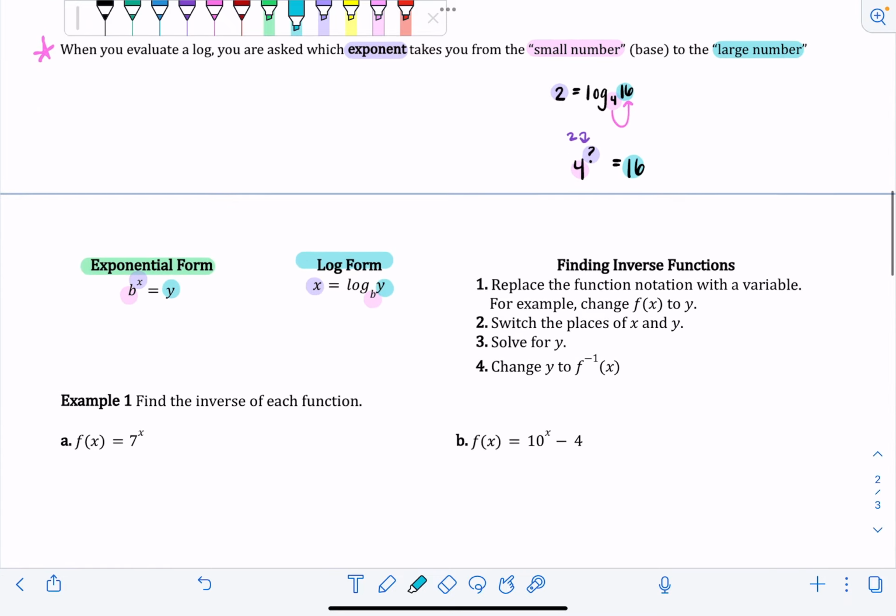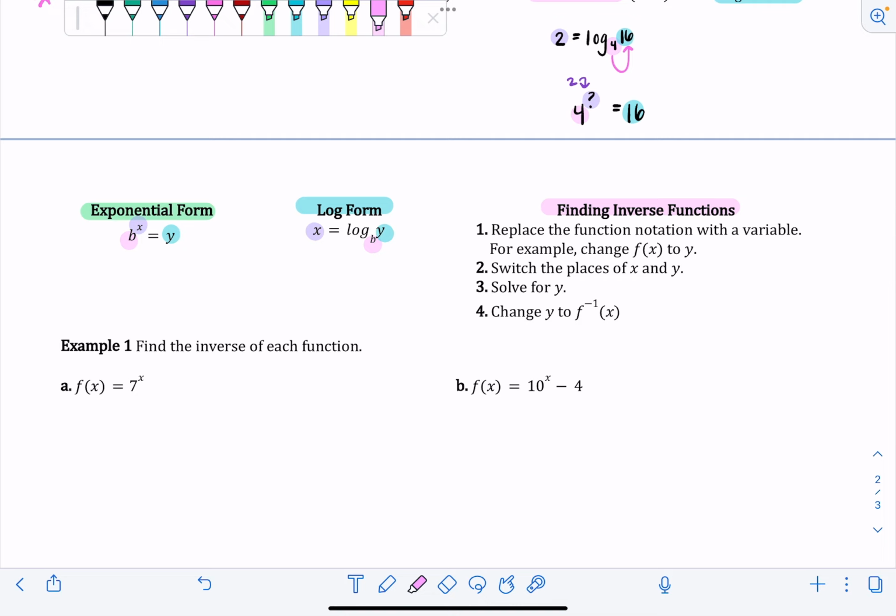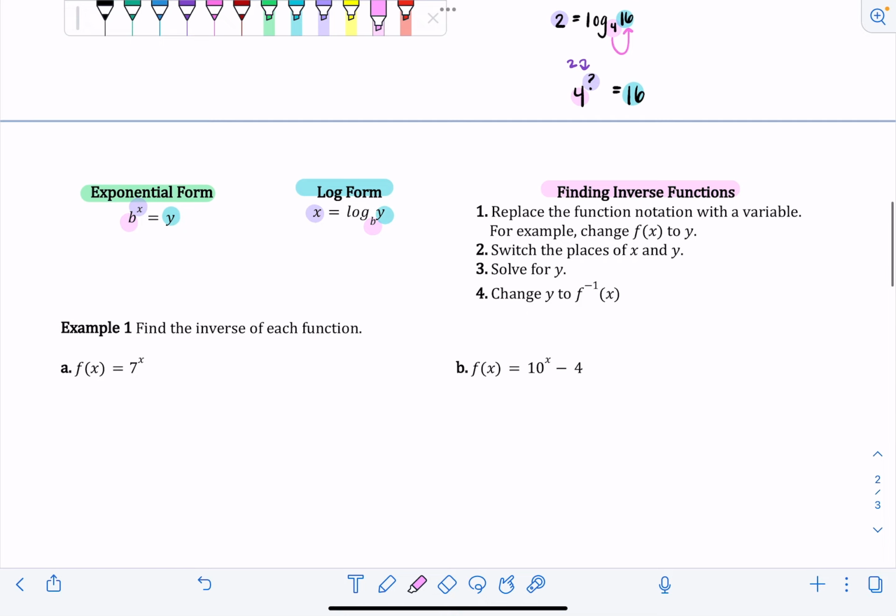Okay, and then this set of instructions is the same set of instructions as we had when we were finding the inverse of regular functions. We're going to follow those same steps here. So example 1, find the inverse of each function. A is f of x equals 7 to the x power. So the first step, replace function notation with a variable. We're going to take f of x out and replace it with y. So y equals 7 to the x power.